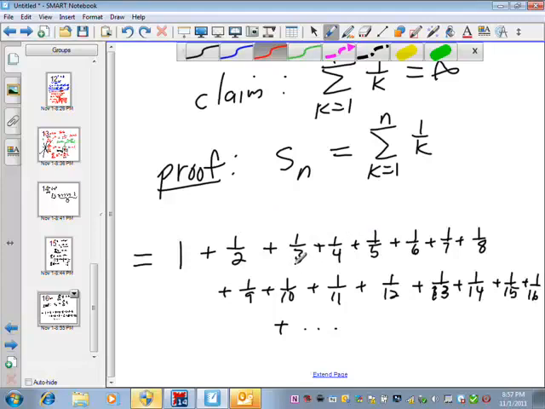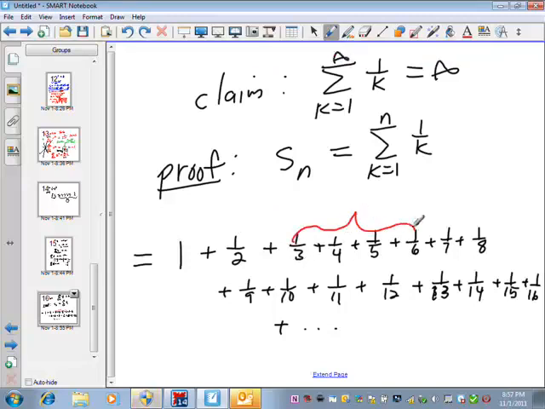So all of these are bigger than 1/8. They're all bigger than 1/8, right? If they're all bigger than 1/8, then you add them up together, that makes them all bigger than 4/8. So together, that's all bigger than 4/8, which is 1/2. Is that okay?